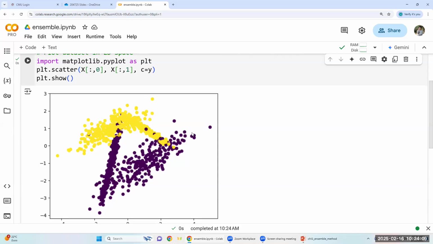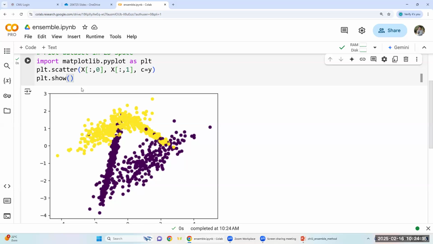We have a cluster here, and then a cluster here for purple, and then this cluster for yellow, and then this cluster for yellow, right? So you have multiple clusters, and then we have this overlapping data. That will be our data set, right? So we have two classes, and if you use a linear model, you cannot separate them.